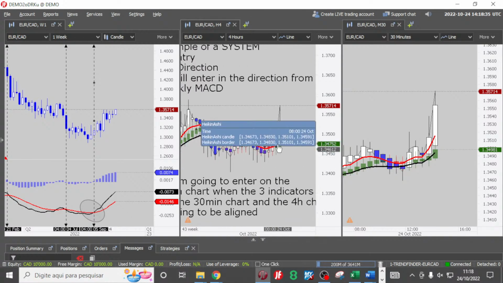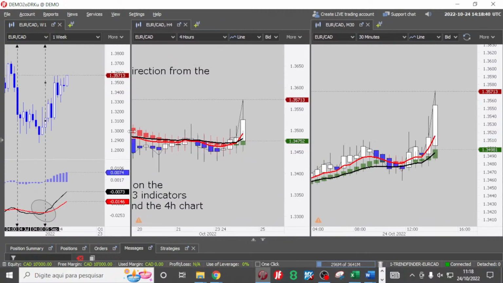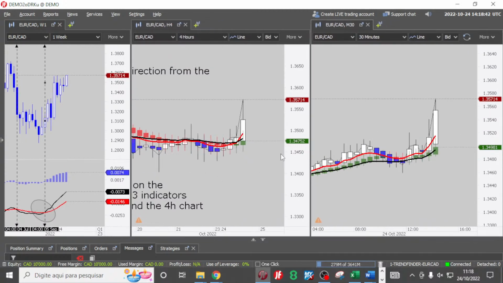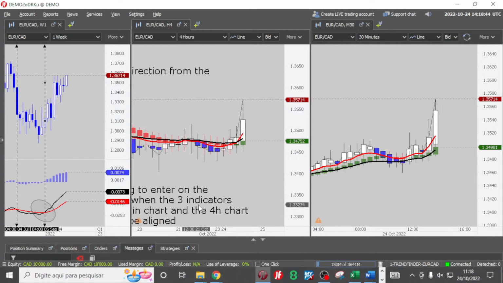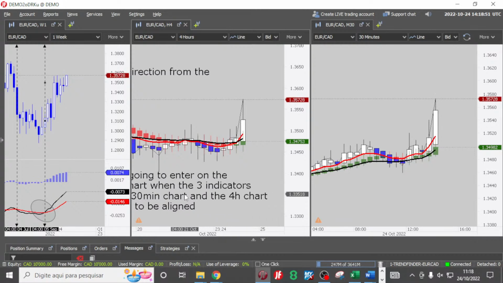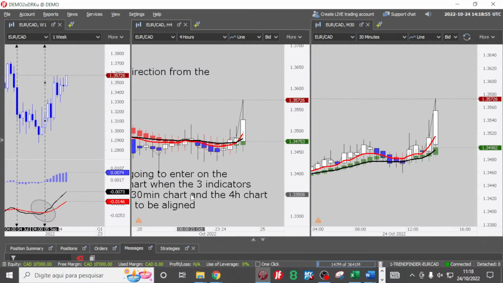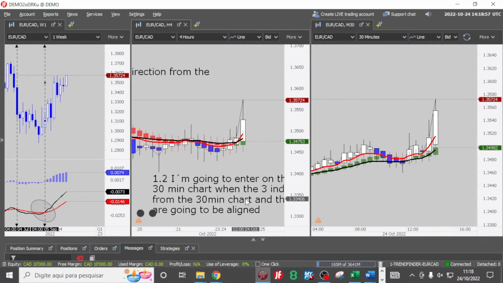So this is the chart, everybody, that you are looking at, the 4-hour chart and the 30-minute chart. Question: if the rule says I'm going to enter on the 30-minute chart when the 3 indicators from the 30-minute chart and the 4-hour chart are going to be aligned, can I enter going long right now? Yes or no? Is that simple, everybody?